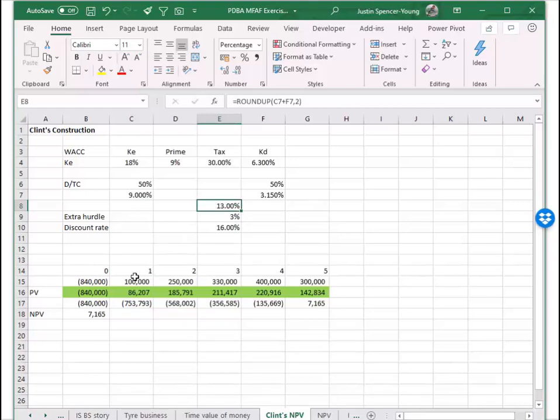But then we might ask ourselves, can we get the capital equipment for a cheaper price? Can we go and negotiate that with the supplier? And then you would also relook at your cash flows in the future and ask yourself, how can you increase those cash flows? How can you reduce your expenses in order to get more cash and make a better NPV number?